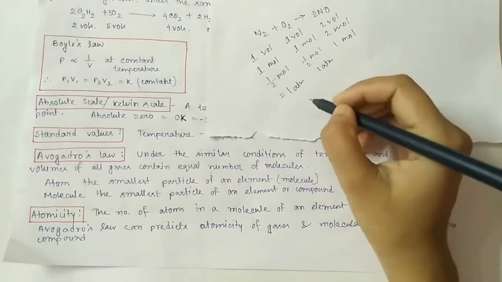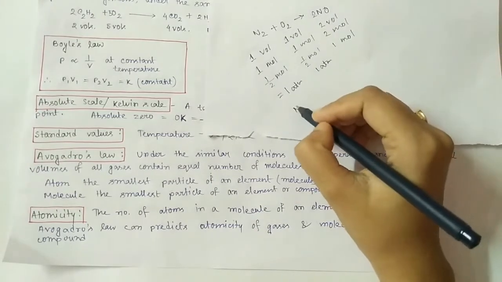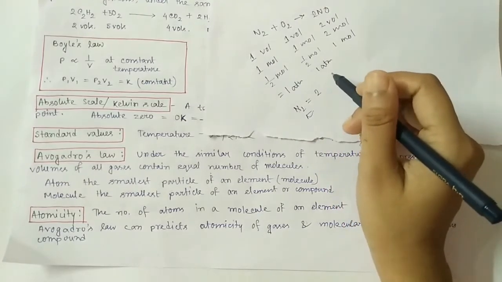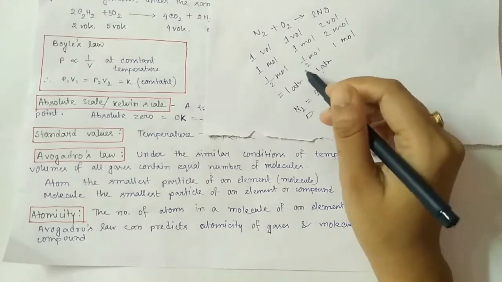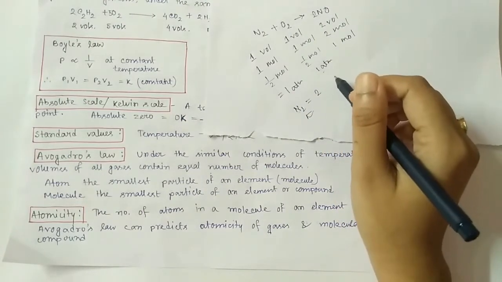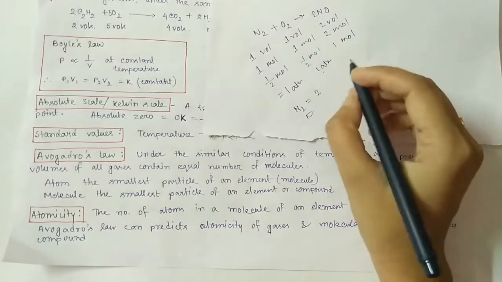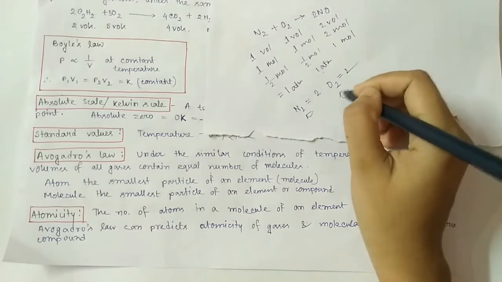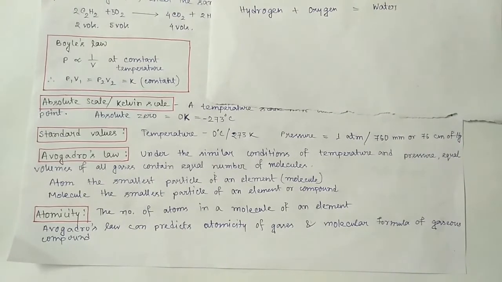Thus it predicts the atomicity of nitrogen gas, that is 2, as it has only two nitrogen atoms. Similarly, half a molecule of O2 is equal to one atom. So one molecule of O2 will have two atoms. So the atomicity of oxygen becomes 2, as there are two oxygen atoms. Now, Avogadro's law can also predict the molecular formula of a gaseous compound. So let's have an example.